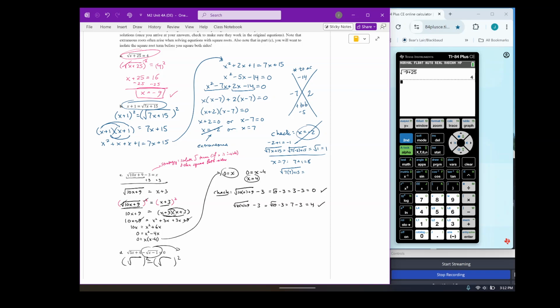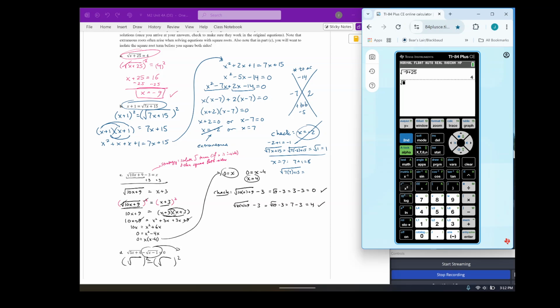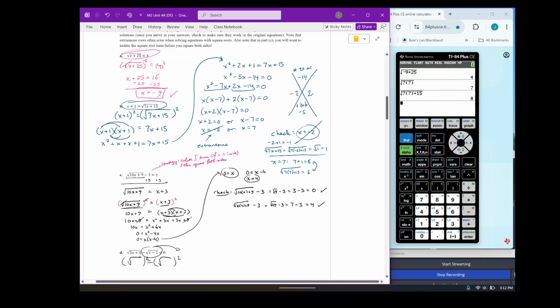Well, actually, we could just plug all this into the calculator. So it's the root of 7 times 7 plus 15. Whoops. Hold on. Plus 15. And we got 8, which is the same. So that one checks out. So x equals 7 is our answer here. And the other one didn't work.